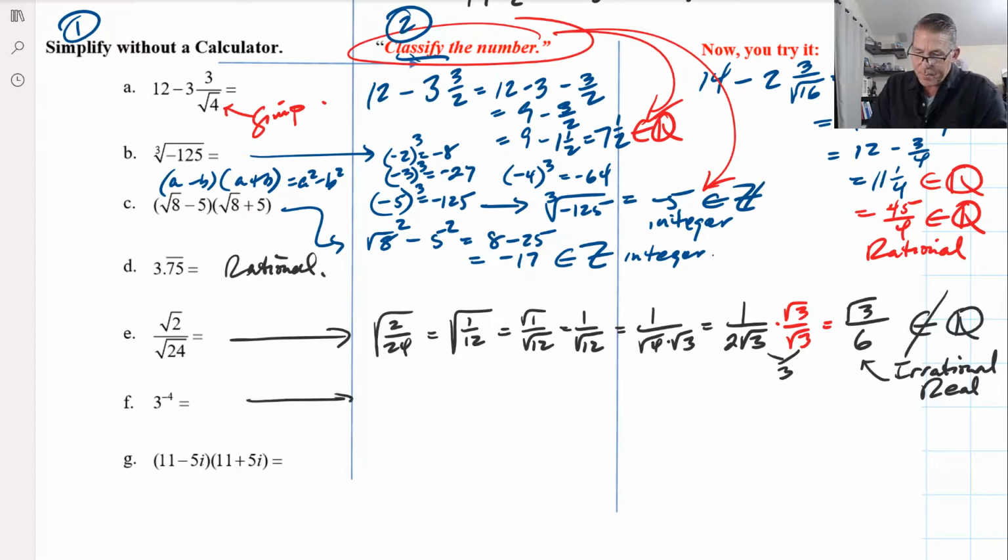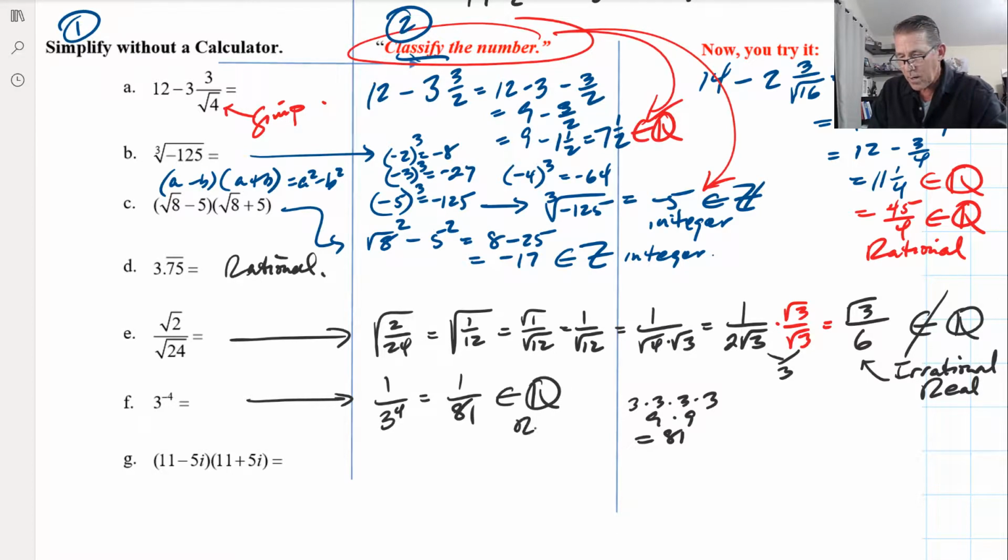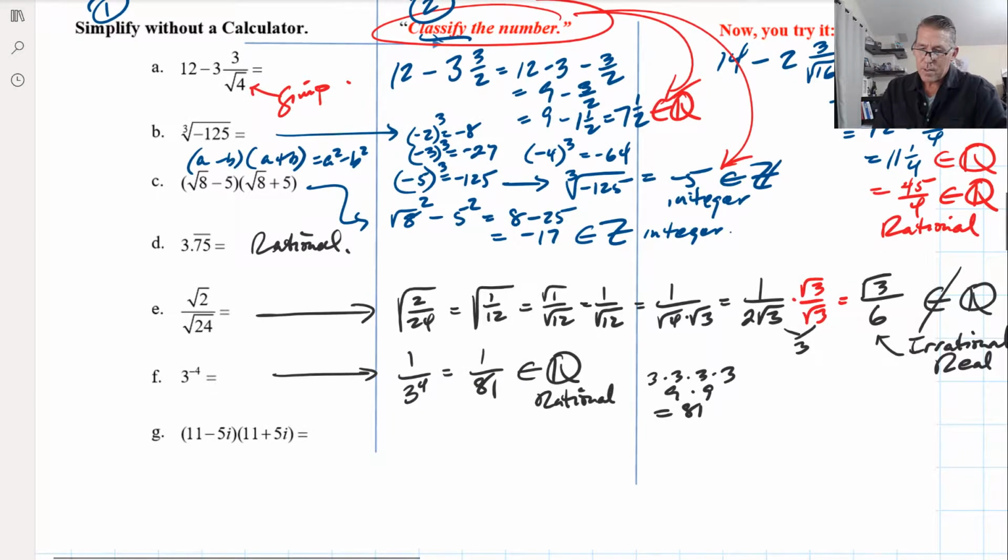Next one. When you deal with negative exponents here, what you do is you rewrite it using positive exponents first. And because 3 times 3 times 3 times 3 is 9 times 9, or 81, this is actually equal to 1/81st, and this is a rational number, so it's an element of Q. All right, it's rational. All right, and last one here.